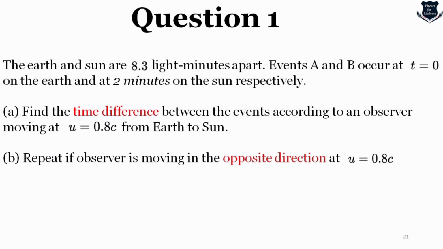Okay, now we come to the descriptive questions. The first one says that the Earth and Sun are 8 light minutes apart. There are two events, A and B, occurring at t equals 0 on Earth and at 2 minutes on the Sun respectively. We need to find the time difference moving at u equal to 0.8 c, and we have to repeat that taking the opposite direction. That means plus and minus u equal to 0.8 c.